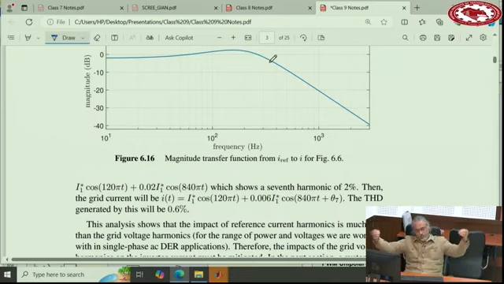So there are 2 points in this system that provide input to the system. One is the grid voltage, one is the reference current. The grid voltage, you have no control over it, it's coming from outside. But the reference current comes from the PLL. If you design your PLL well, you can minimize the harmonics there. But the one from the grid, you don't have control over it. It just comes in. How can we fix this problem?